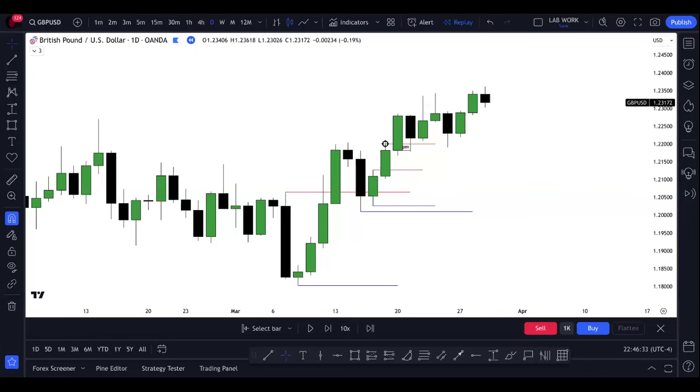Let's see. Yep, there we go. I start drawing. Look, I always start drawing my little lines, man. I start speculating what price is going to do. And at the beginning of the month, like I said, it's not like I'm a fortune teller or someone that knows how to read the future.